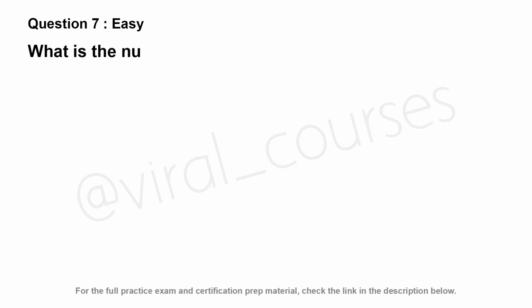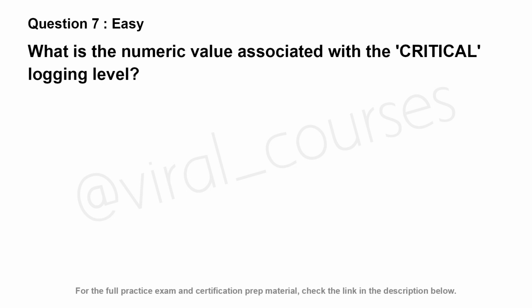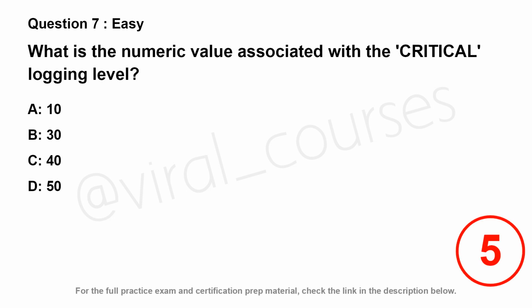What is the numeric value associated with the critical logging level? Option A, 10. Option B, 30. Option C, 40. Option D, 50.